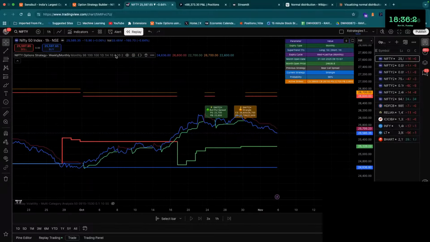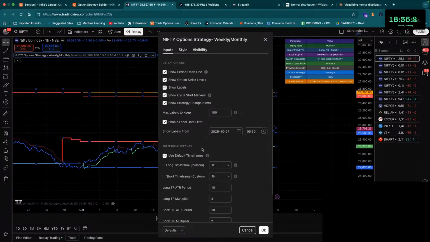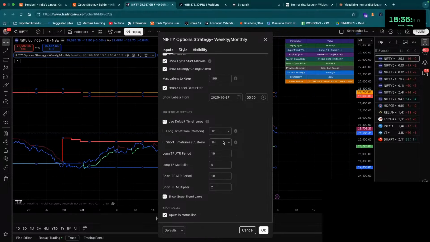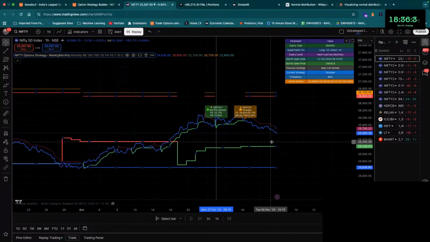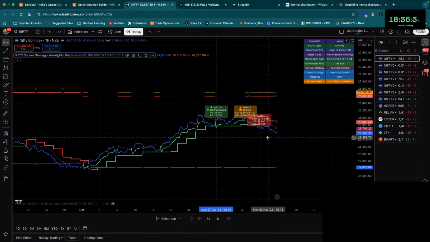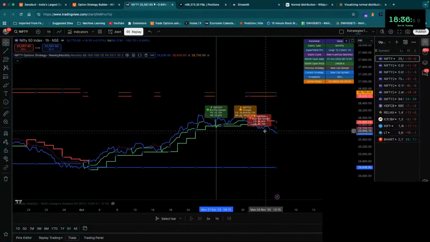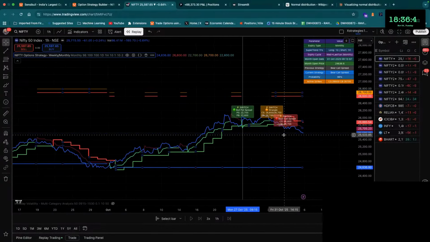For instance, let's do some experimentation. So 1 day super trend, for example, let's see, if I want to do maybe 10-1, for instance. Obviously this line will change. Yeah, this changed. So right now it got into bear call spread. So that's how this particular thing is done.